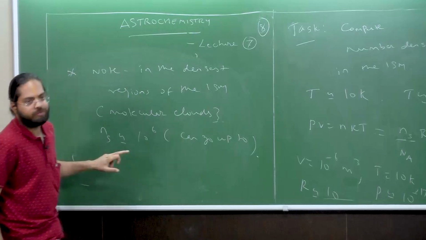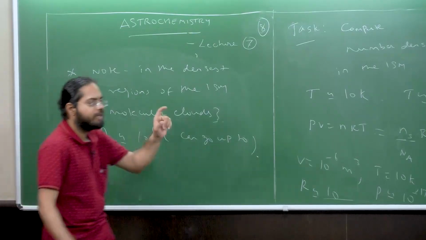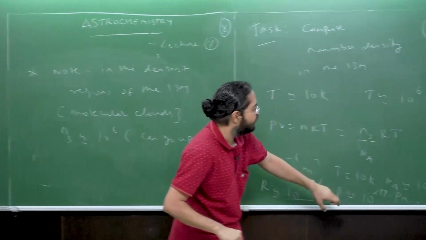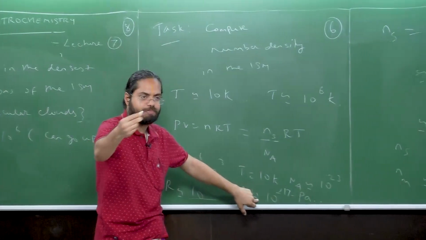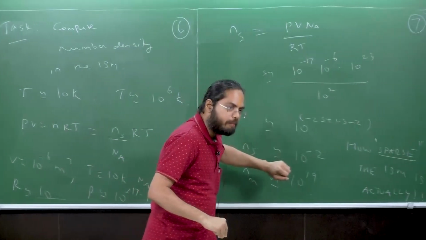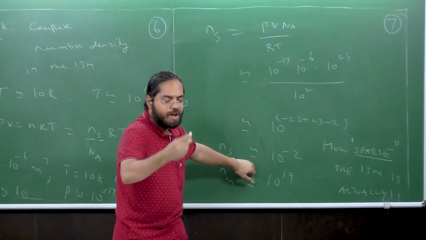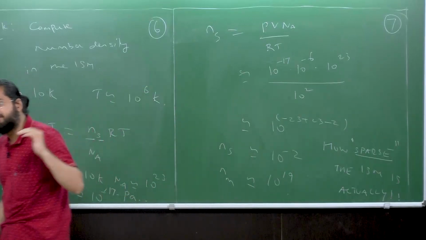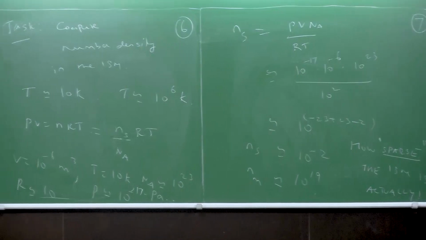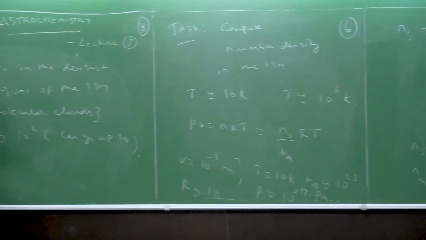Can go up to 10 to the power 6. Please note this point, okay? So we made this approximation of ideal gas, and we took an approximate value of 10 to the power minus 22 Pascal for the pressure, right? Under that condition, we obtained the number density to be 10 to the power minus 2. All right. However, the pressure can be slightly higher, and the number density can actually go as high as 10 to the power 6. Please take note of this point, okay?